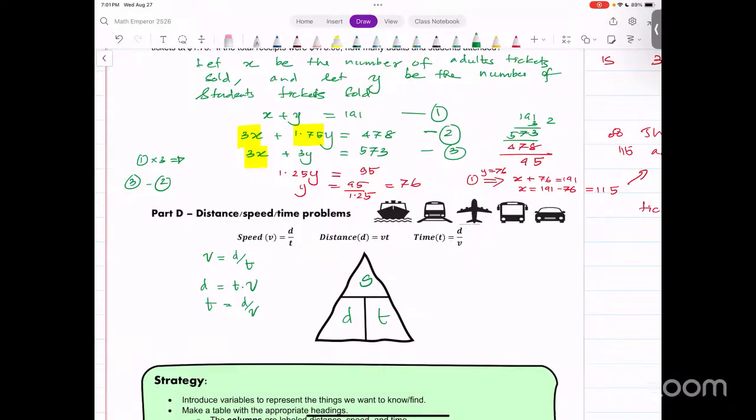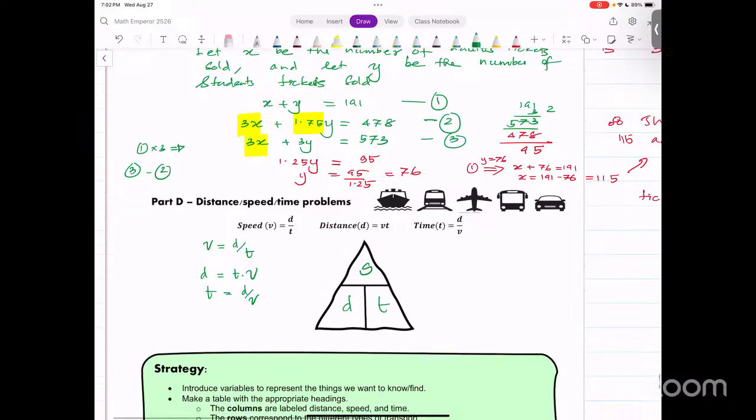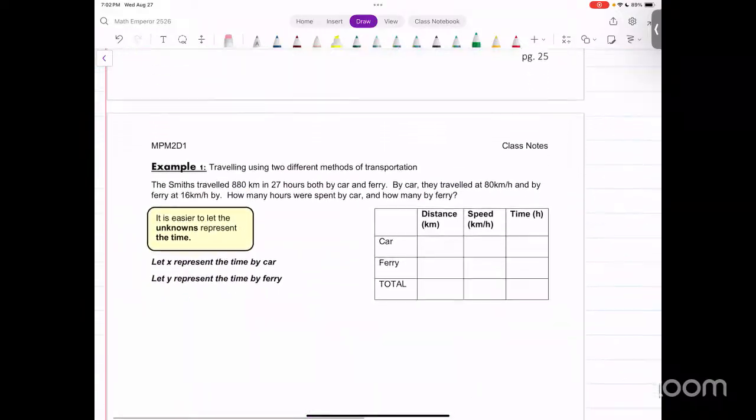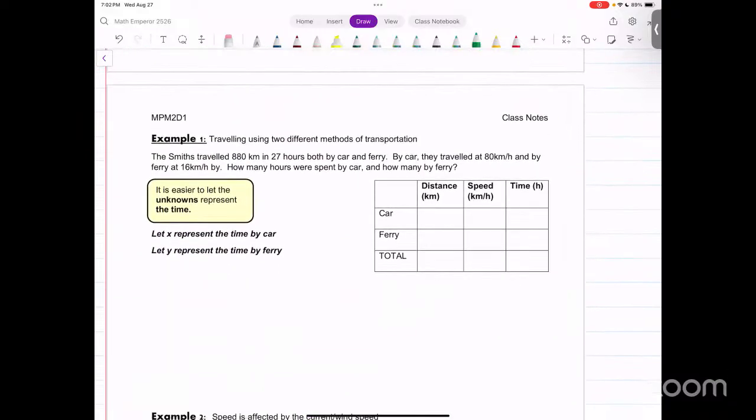You guys are going to see those questions when school starts. Your teacher is not going to give you the formula on your test. So now the question for us is, how are we going to solve problems? Let's go back to an example. Smith traveled 880 kilometers in 27 hours, by both car and ferry. By car, they travel 80 kilometers per hour, and by ferry, they travel 60 kilometers per hour. How many hours were spent by car and how many by ferry?